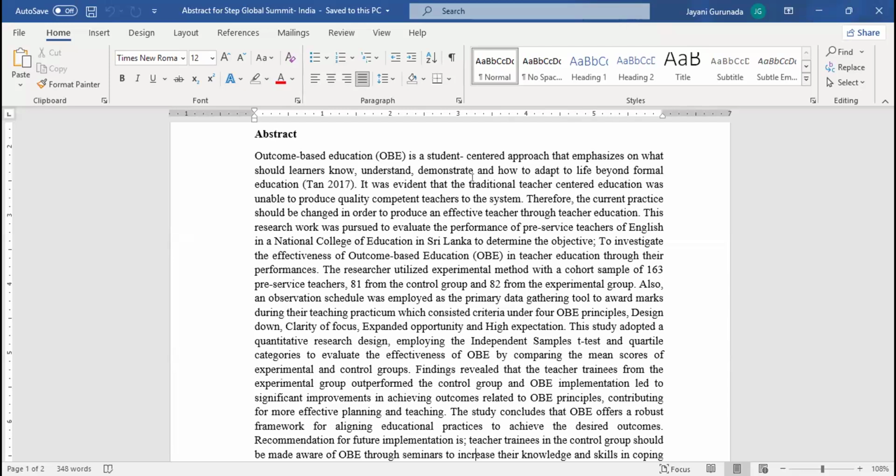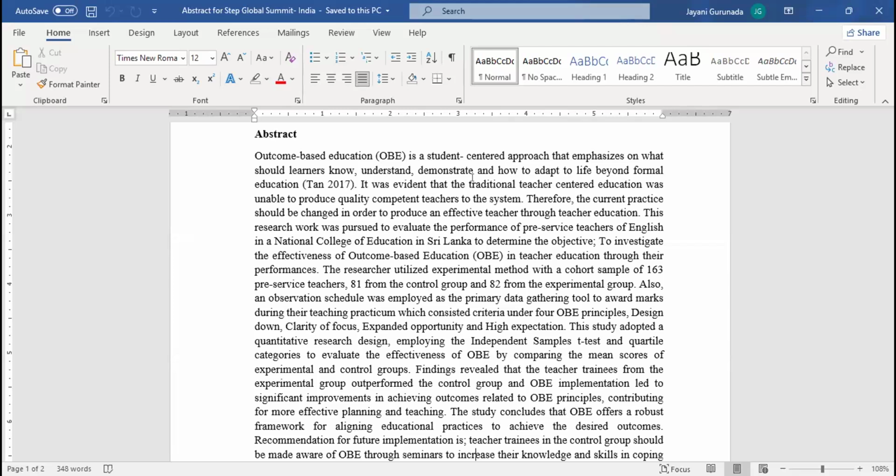This research work was on pre-service teachers of English in the National College of Education in Sri Lanka. So then I am explaining my research. First, I gave a definition of what I am doing, then about my keyword, then I am writing what I am doing, right? The current practice, then I am writing.